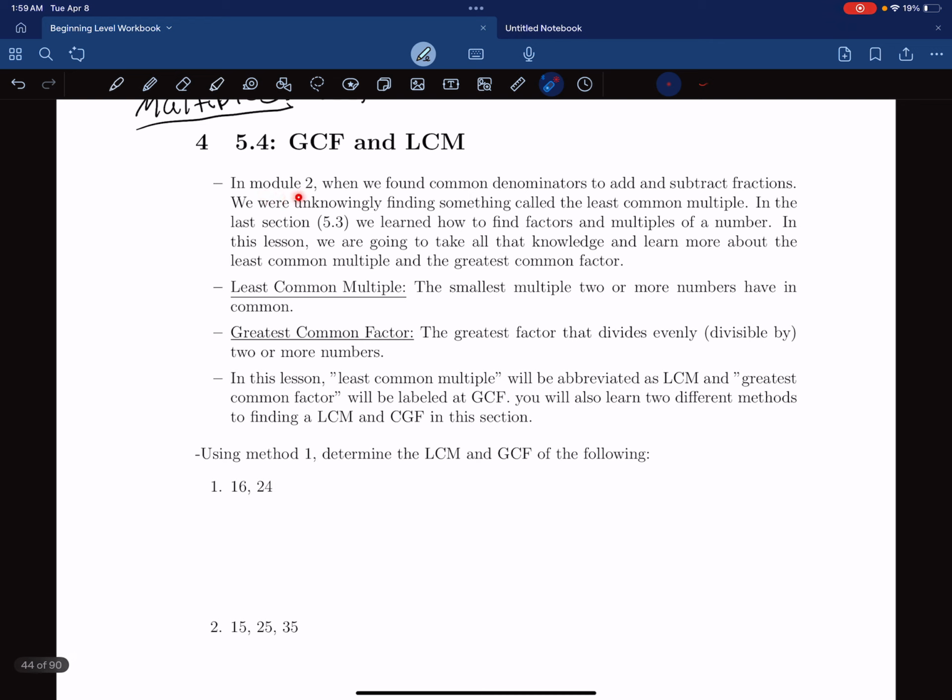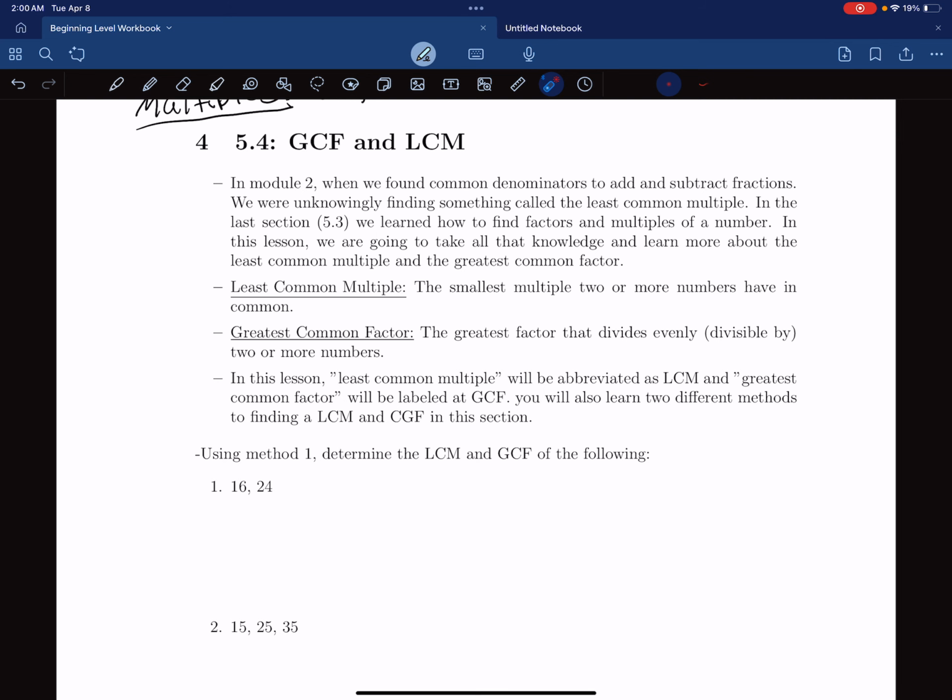So in Module 2, when we found common denominators to add and subtract fractions, we were unknowingly finding something called the least common multiple. In the last section, 5.3, we learned how to find factors and multiples of a number. And in this lesson, we're going to take all of that knowledge and learn more about the least common multiple and greatest common factor.